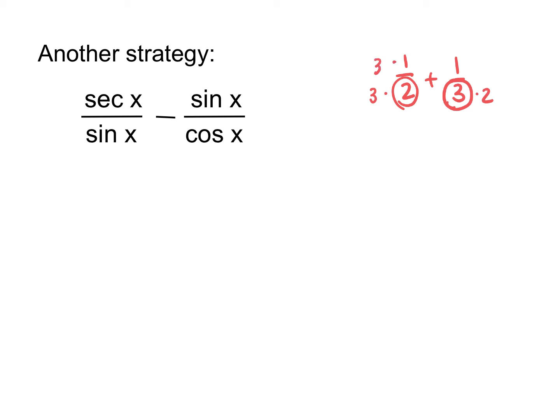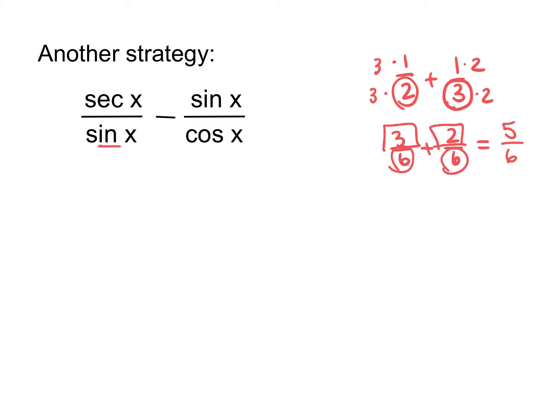So I would have to multiply this by 3 and this by 2. And whatever I do to the bottom, I have to also do to the top. Now I have 3 over 6 plus 2 over 6. Once the denominators are the same, it stays the same, and I only have to add the top. 3 plus 2 is 5. That's my answer.